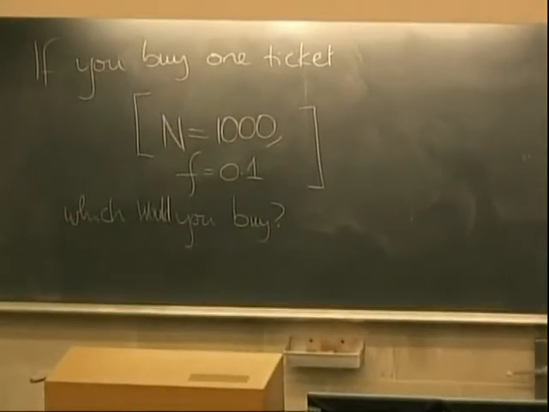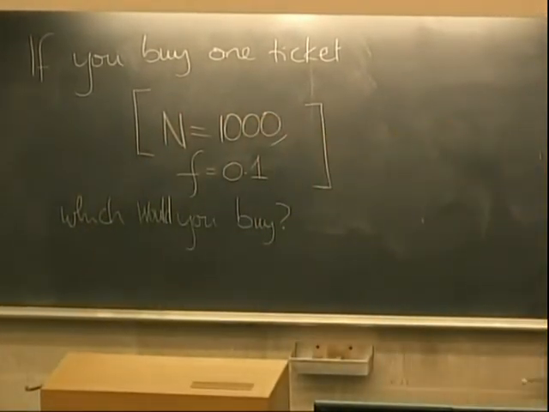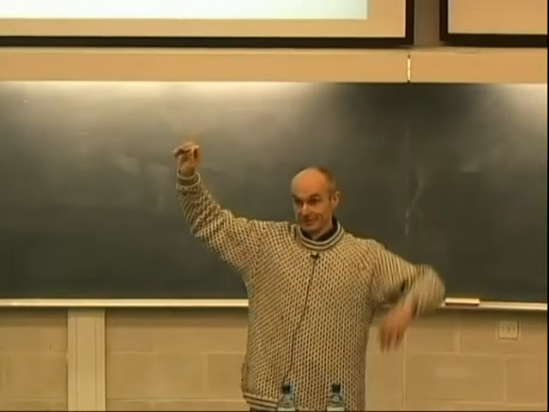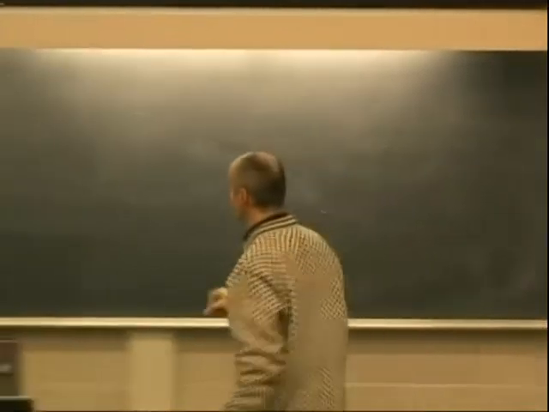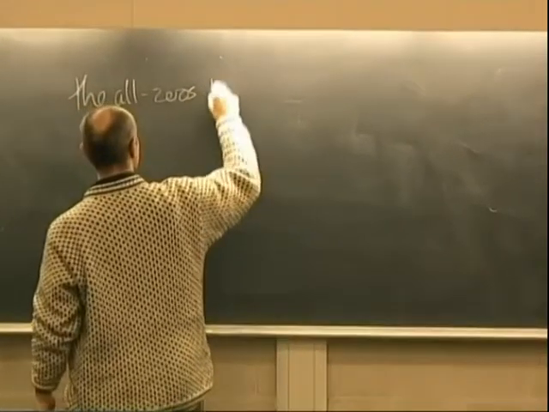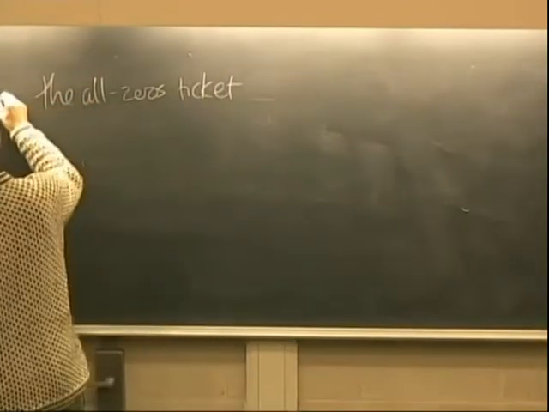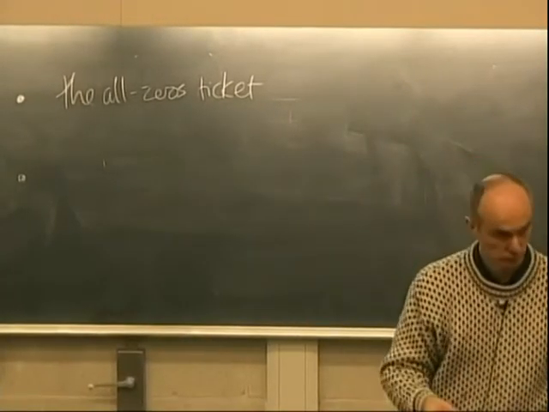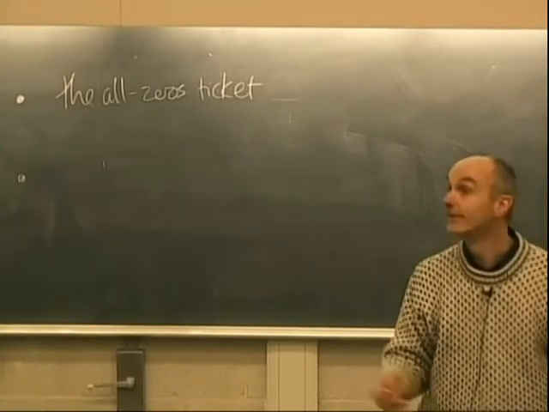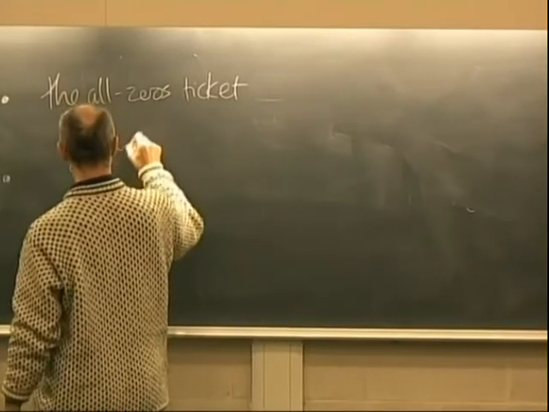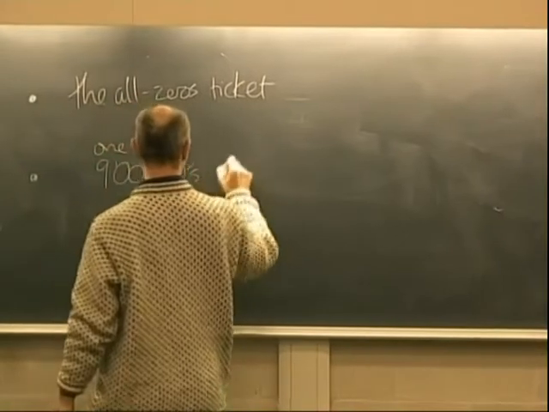Okay, let's start with the simple question. You're forced to buy one ticket from the shop. Which ticket would you buy? Anyone? The all zeros ticket. Is one answer. Anyone want a different ticket? Really? Yeah. One that has 900 zeros and 100 ones. One with 900 zeros and 100 ones.